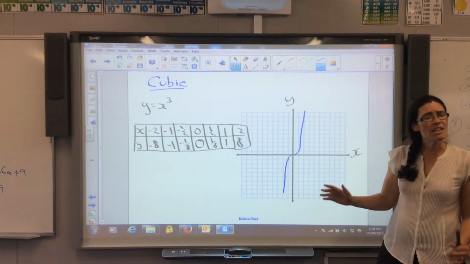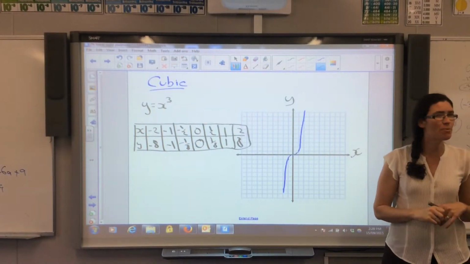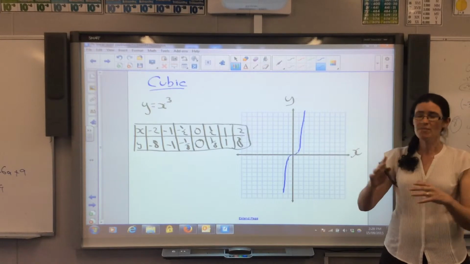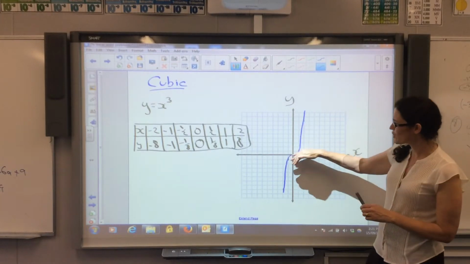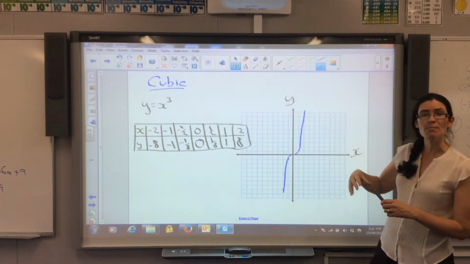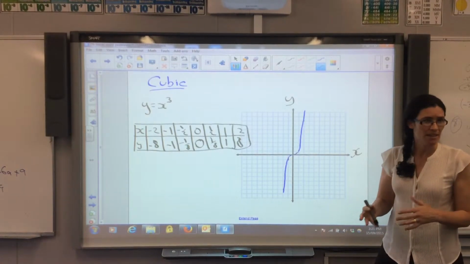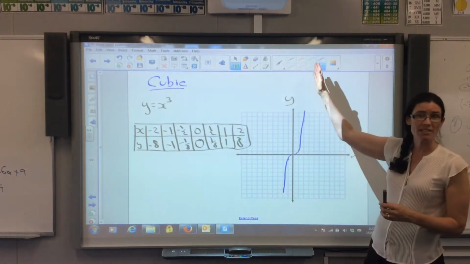Can you see it's much steeper than the parabola? The parabola was a bit wider. But because it's cubed, it's getting very small or very big quite quickly. So my next value, I'm at 27.